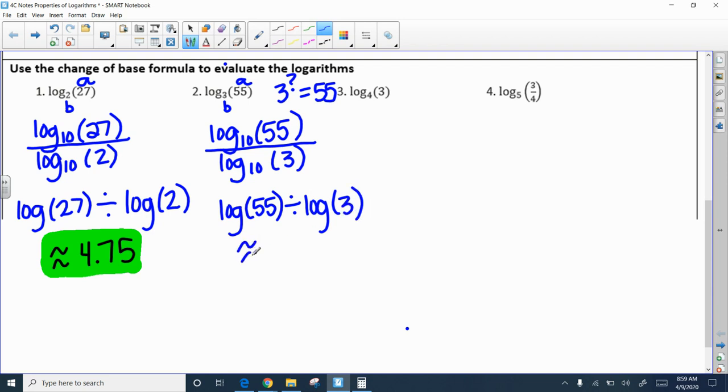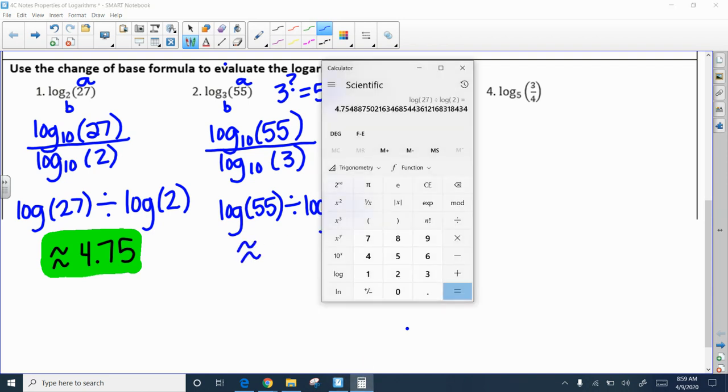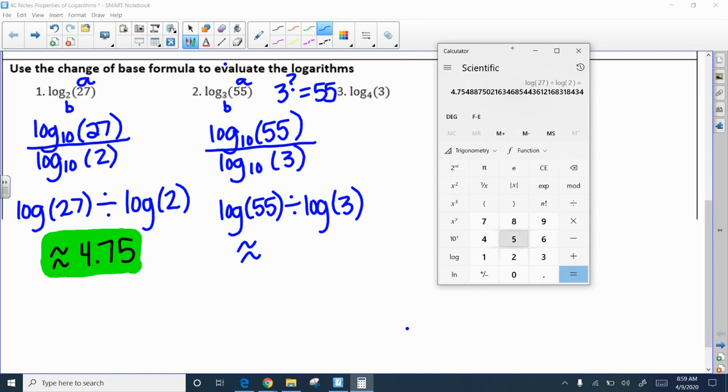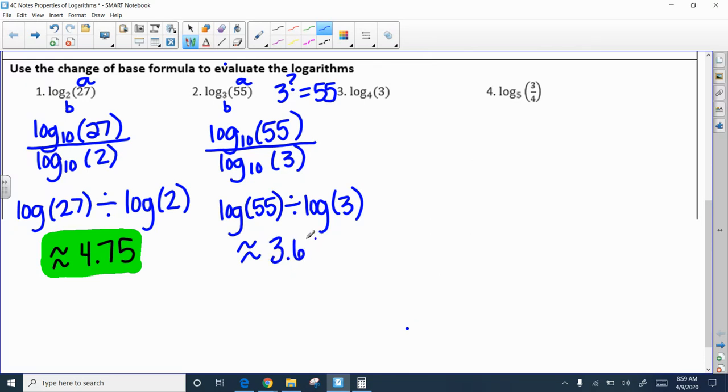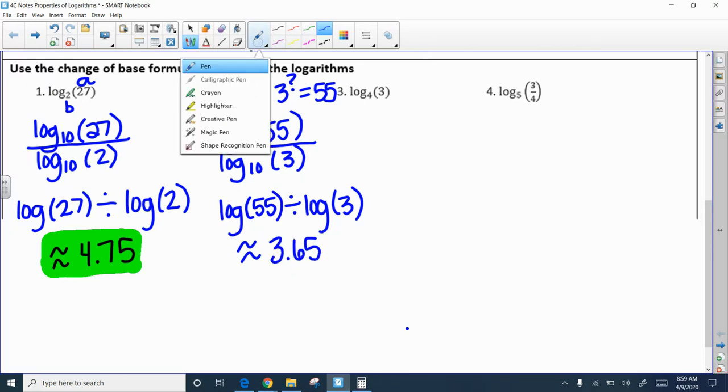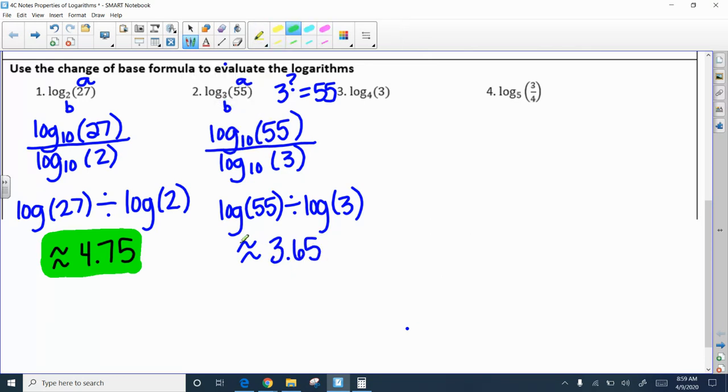All right, let's evaluate that on our calculator. So log of 55 divided by log of 3, and we get approximately 3.65. So that means if I did 3 to the 3.65 power, it should be somewhere close to 55. Now this is an approximation, so it won't be exact, but it will be close. All right, next one.